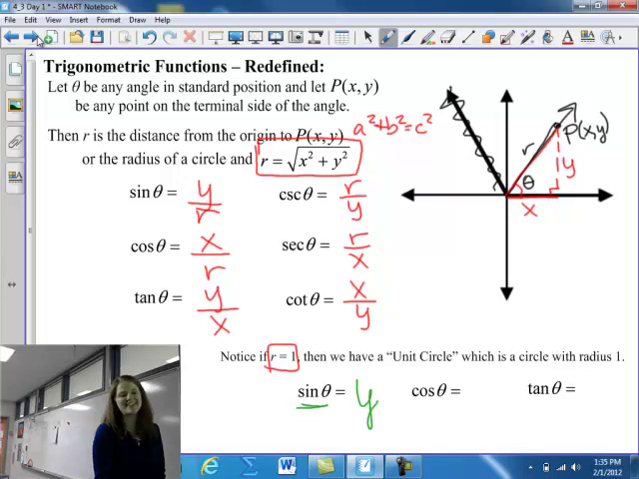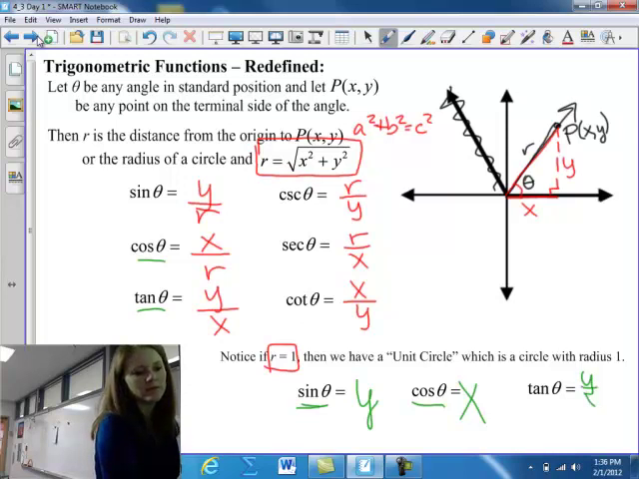Okay, cosine of theta. How about x? Because it's x over 1, so it's just x. And the tangent of theta then would be? Well, there's no r in that one, so it's still y over x. But if y is sine and x is cosine, then tangent is just sine over cosine. Yes, it is. And that should be something you've already talked about.